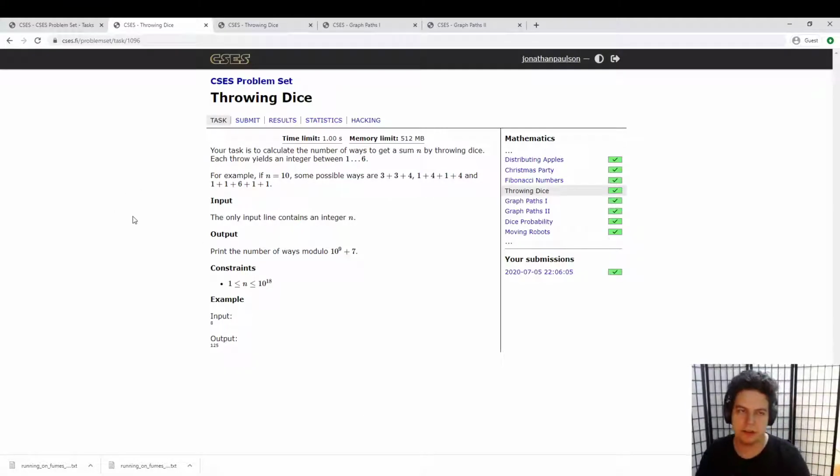All right, let's take a look at another CSES math problem, throwing dice. So what's going on here? We want to figure out how many ways there are to get n by throwing dice, that is, by adding numbers from 1 to 6.